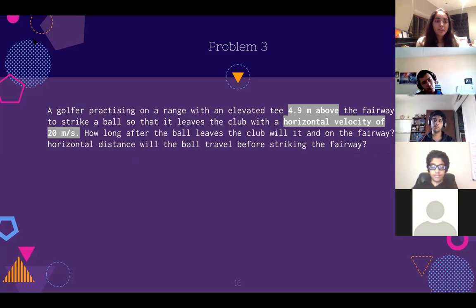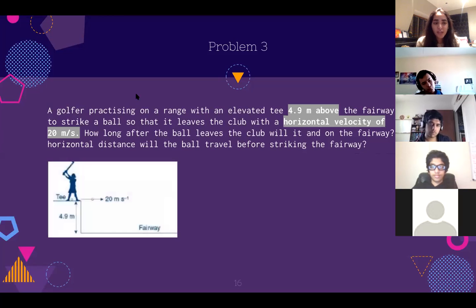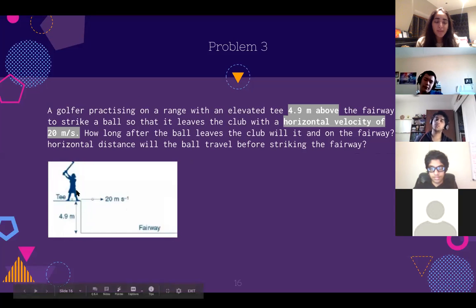Okay, so let's get going on this problem. The first step for this one is to draw the diagram. Like the others have mentioned, there are multiple ways to get on with the problems, and for some people, diagrams are really helpful. So what we like to draw is the direction in which the velocity is traveling, the value of it, as well as, in this case, the height of the tee, which is 4.9 meters. Now the first question is, how long after the ball leaves the club will it land on the fairway? So basically that's asking how long will it take for the ball to reach the ground.